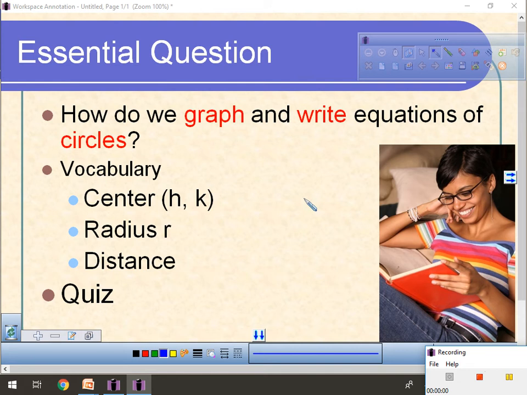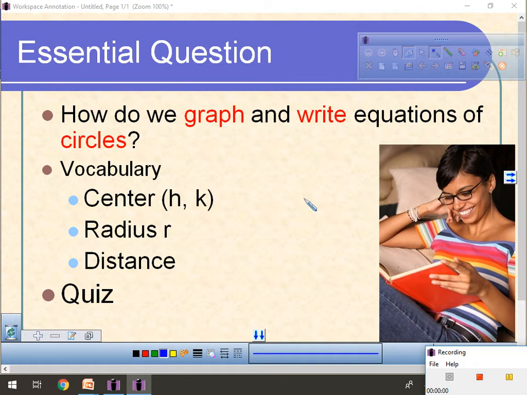All right, your essential question for today is how do we graph and write equations of circles? So we're going to start off with a very, very simple shape, and these are all called conic shapes. And the first one is, there's four of them. The first one is we're going to do circles.